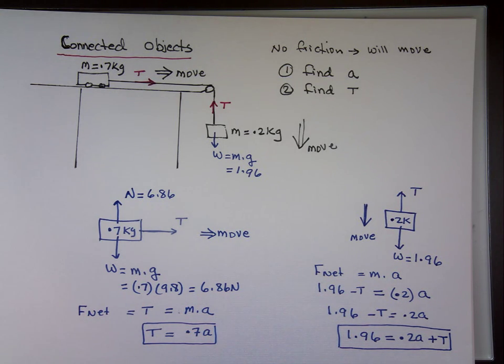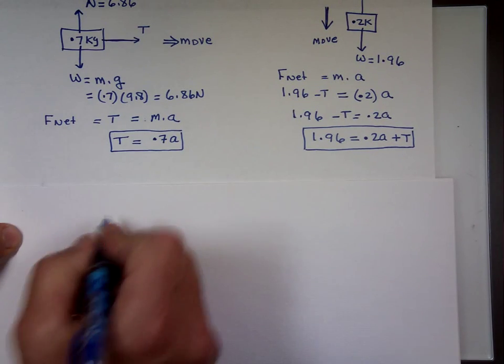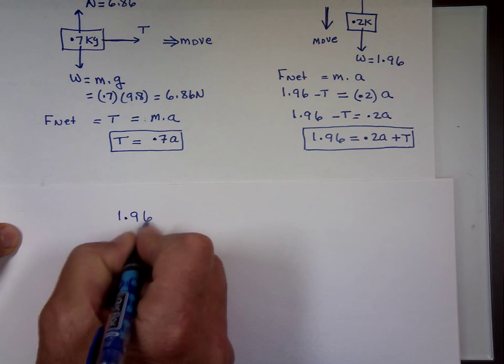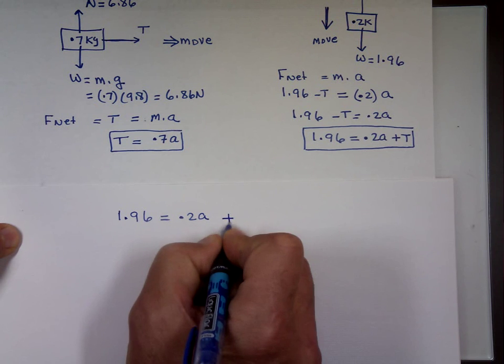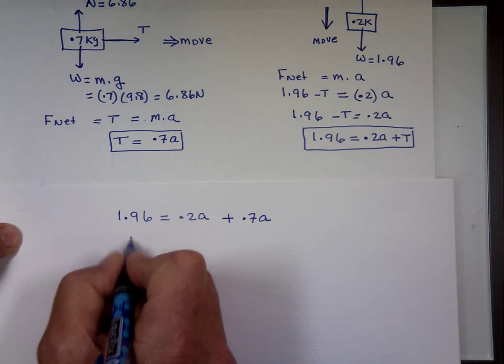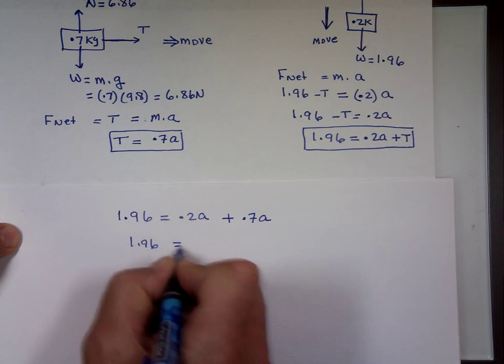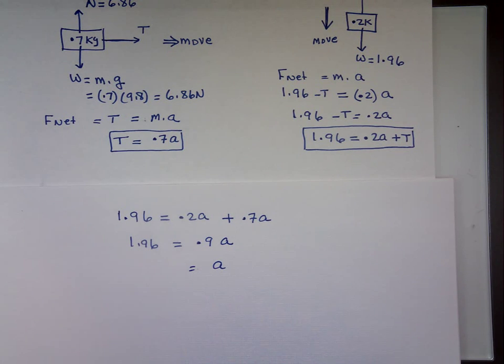So now I get two equations by two unknowns. We go to the math, we try to solve them. We use substitution. I already know what T equals to. So 1.96 equals 0.2 times a plus, in place of T, I'm going to write what? 0.7 times a. 1.96 divided by 0.9, 2.18.